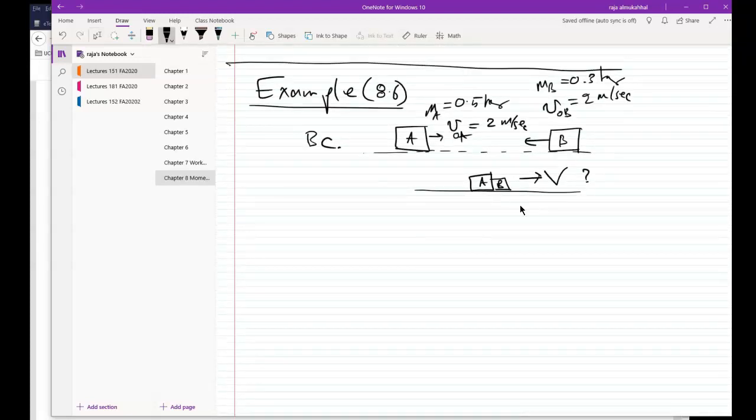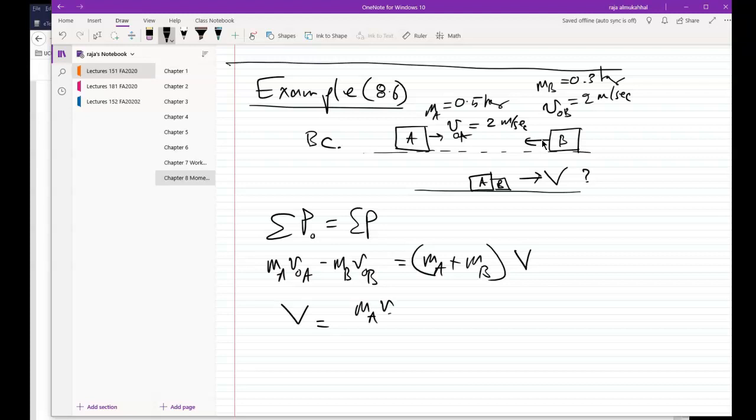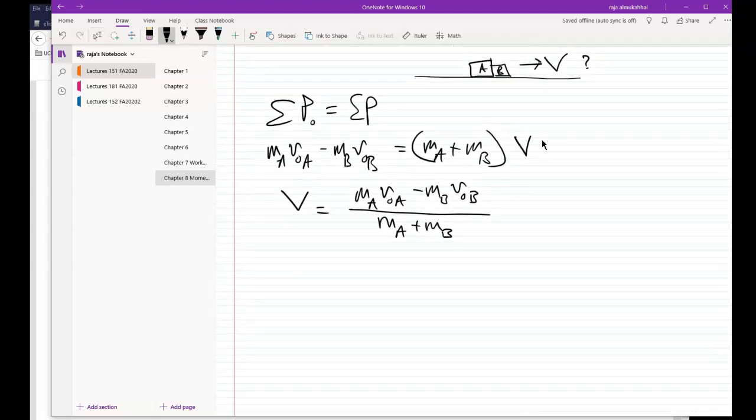Okay, simple, right? So you just go, the sum of the momenta before and after are equal. So that's going to be m_A v_0A minus m_B v_0B, the minus here because the velocity is going to the left, right? Is equal to m_A plus m_B times the common velocity, correct? So the common velocity in this case is m_A v_0A minus m_B v_0B over m_A plus m_B, right? You just plug it in now. I think we got everything.